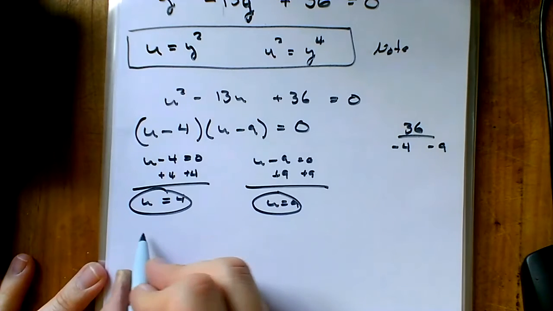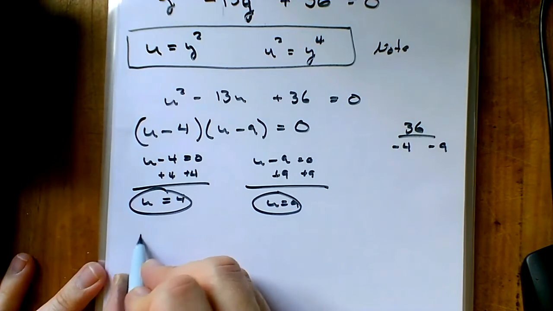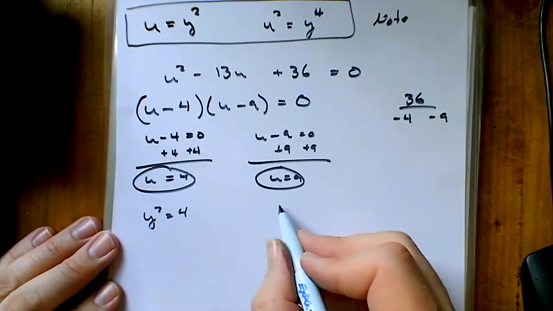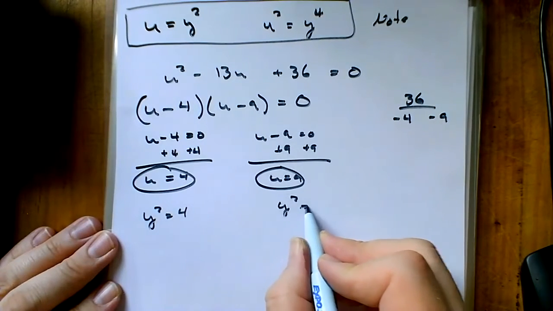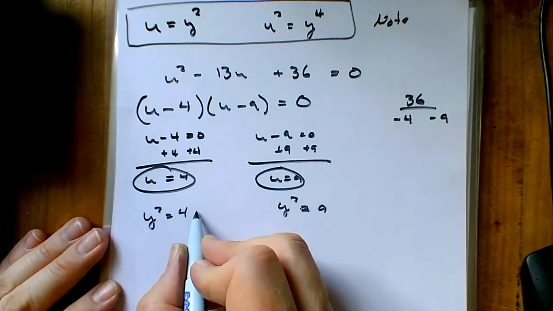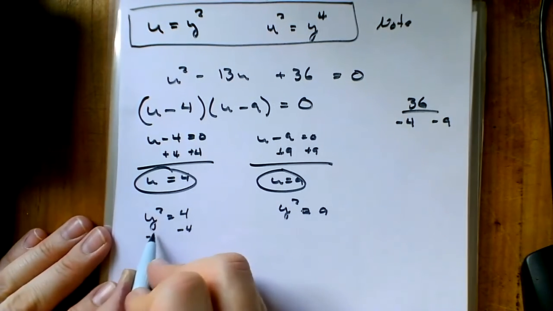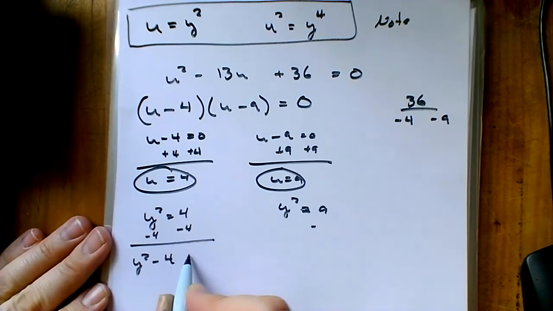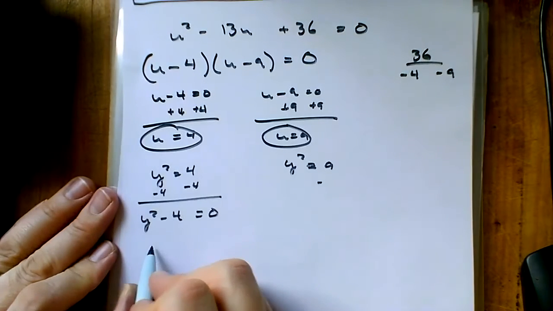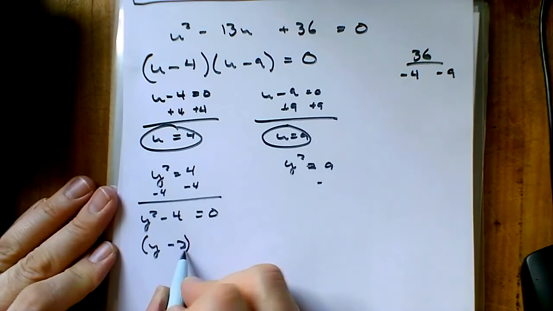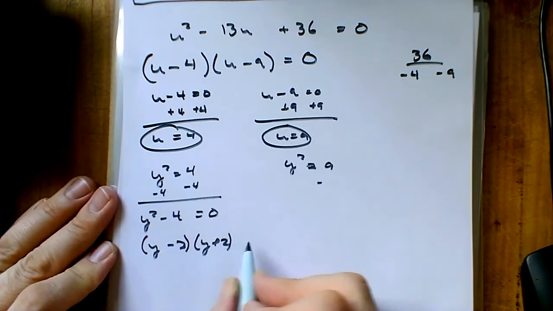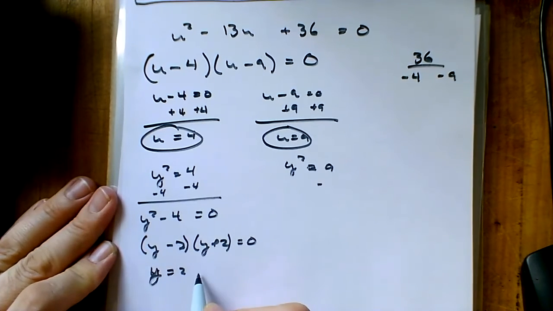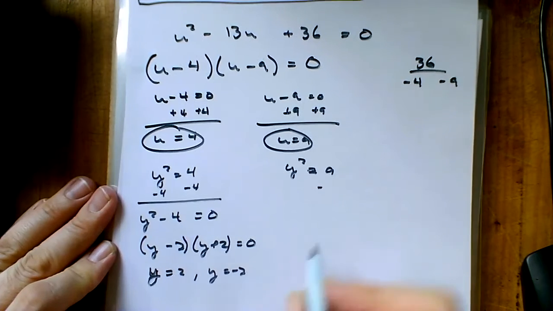And this one looks a little bit weird, but take a look at it. We're going to have y squared equals 4, or y squared equals 9. And from here I can subtract 4 from both sides. I'll have y squared minus 4 equals 0. I can factor this to be (y - 2)(y + 2). And I've got y is equal to 2, or y equals negative 2.